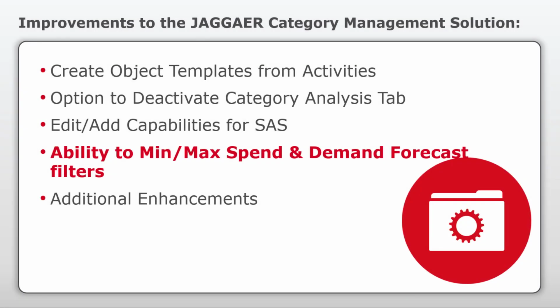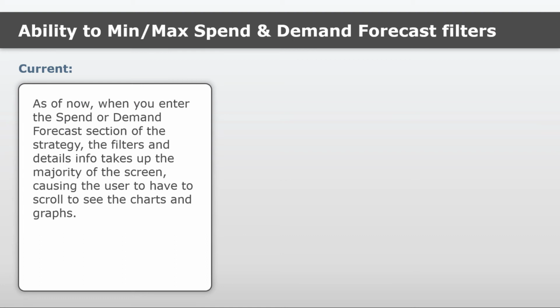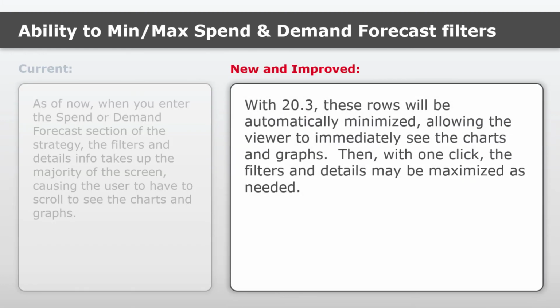Our last enhancement before we move to the additional enhancements is the ability to minimize and maximize the spend and demand forecast filters and details that appear at the top of the page. As of now, when you enter the spend or demand forecast sections of the strategy, the filters and details information takes up the majority of the screen, causing the user to have to scroll to see the valuable charts and graphs. With 20.3, these rows will be automatically minimized, allowing the viewer to immediately see the charts and graphs.